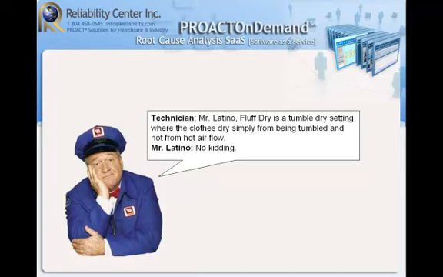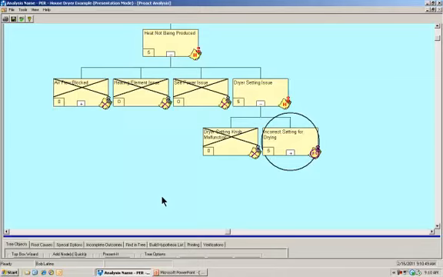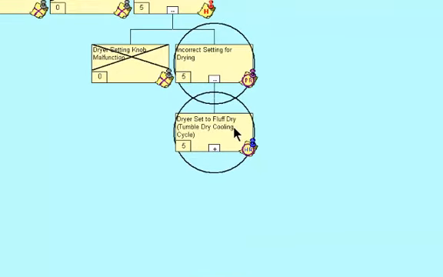So in my mind, I'm going, how could I miss that as the most obvious thing? And this guy probably went back to the shop and he's probably laughing about it with the other technicians all the way to the bank. So the dryer setting issue, it was an incorrect setting for the dryer. The dryer was set to fluff dry or tumble dry cooling cycle.